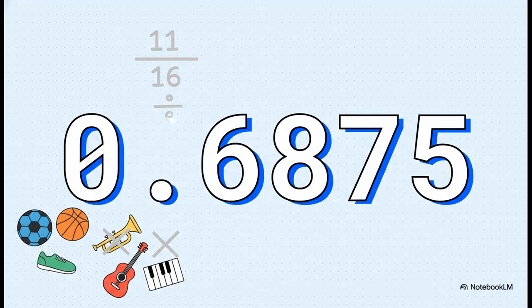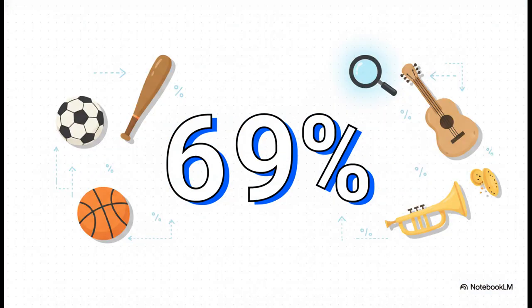Okay, so let's actually do the math for our first group. We want to find the percentage of sports-playing kids who don't play an instrument. That was 11 students out of a total of 16 in that group. So we just divide 11 by 16, which gives us this decimal, 0.6875. And to make that decimal a percentage, just move the decimal point 2 spots to the right and round it up. And there you have it, 69%. So 69% of the students who play a sport don't play an instrument. Now that's a number we can really use.